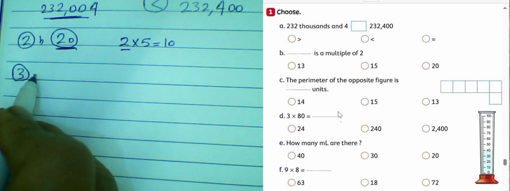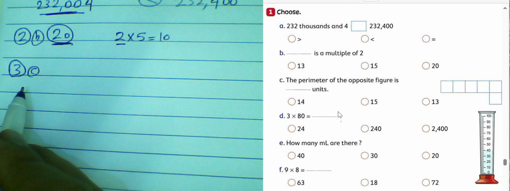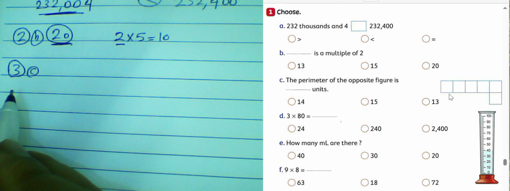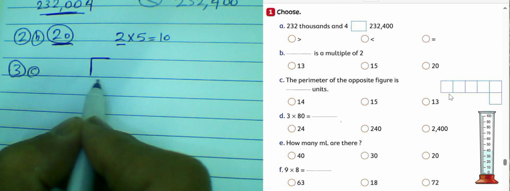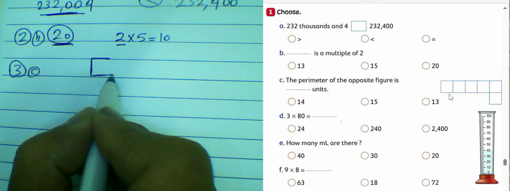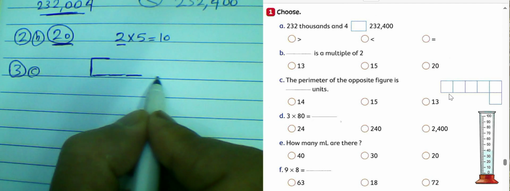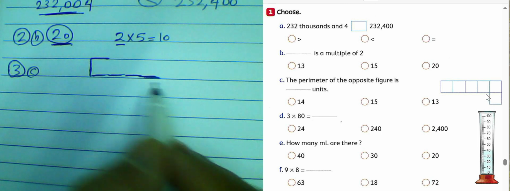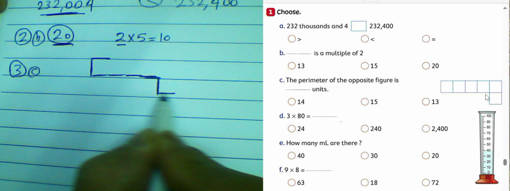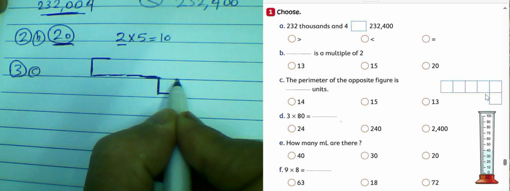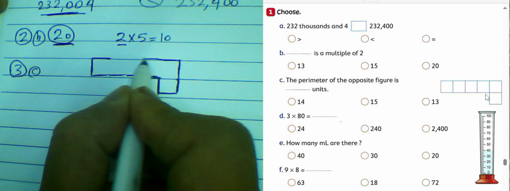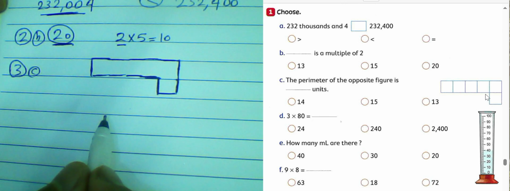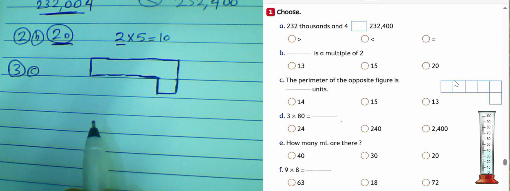We have letter A, B, C. Letter C, the perimeter of the object figure. So we can find the perimeter. Count all sides outside. 1, 2, 3, 4, 5, 6. Count with me. 1, 2, 3, 4, 5, 6, 7, 8, 9, 10, 11, 12, 13, 14. Again, count with me outside. 1, 2, 3, 4, 5, 6, 7, 8, 9, 10, 11, 12, 13, 14.